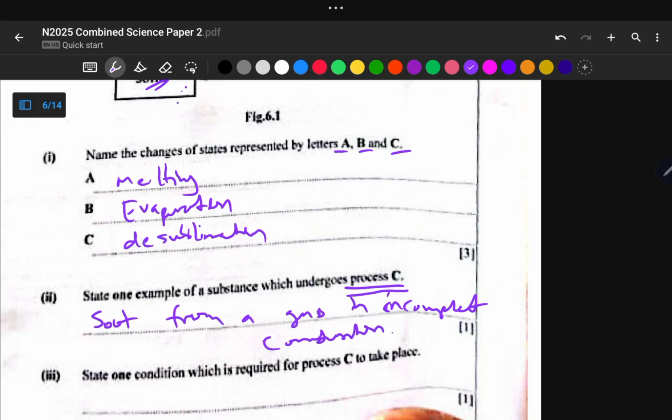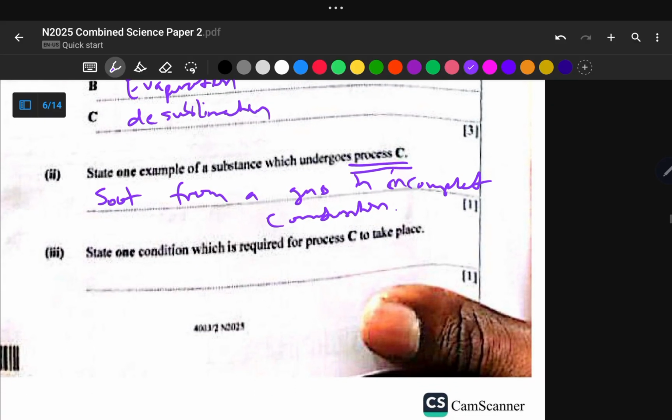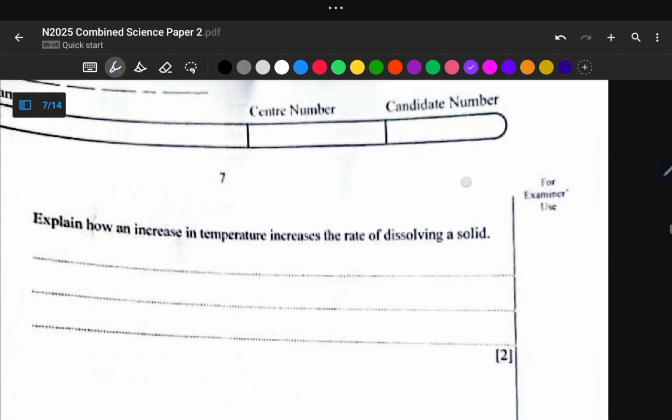And then we now move on to the next part, which says state one condition which is required for process C to take place. So we're going to have decrement in the temperature, or reduced temperature, or the cooling effect, right? And then we now move on to the next part.